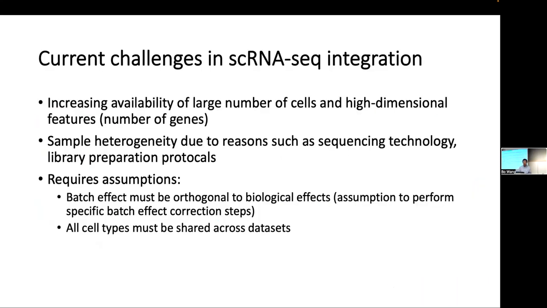All right, so what are the challenges in single cell RNA-seq integration? The biggest challenge, in my view, is that the number of genes is, many times, a lot larger than the number of cells. So we face the curse of dimensionality problem in statistics. And another challenge, as I mentioned before, is the huge heterogeneity across different batches. So how do we deal with these challenges?